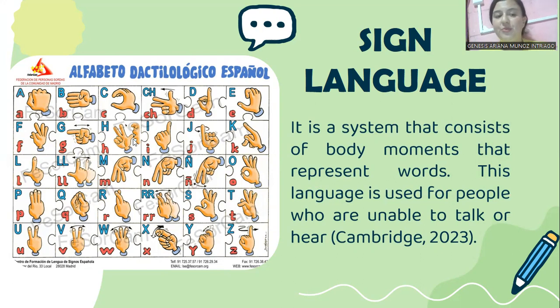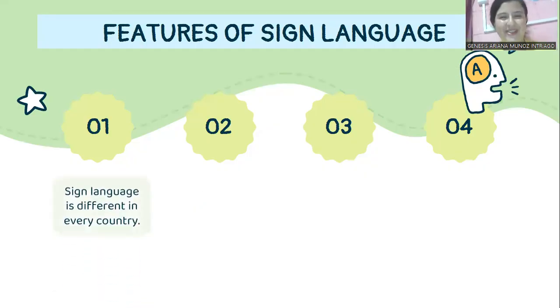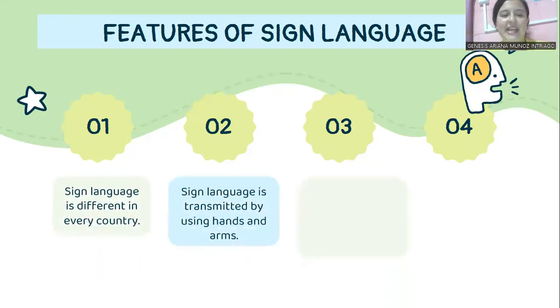So now in this picture, we have an example of Spanish alphabet in sign language. Let's remember that the alphabet and the sign language in general is different depending on the country, okay? Because sign language is a result of the culture and the communities of each country, okay? So now let's review some features of sign language.